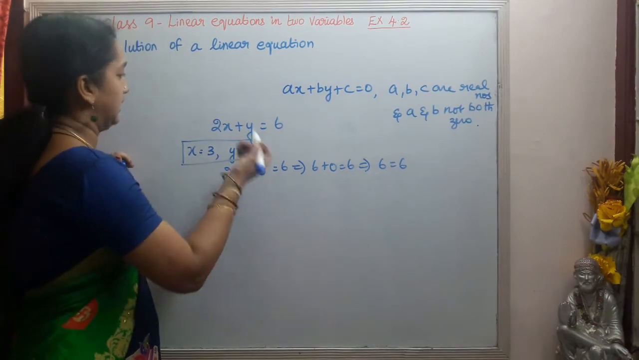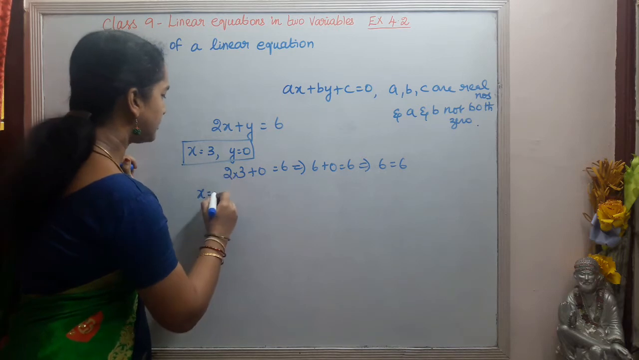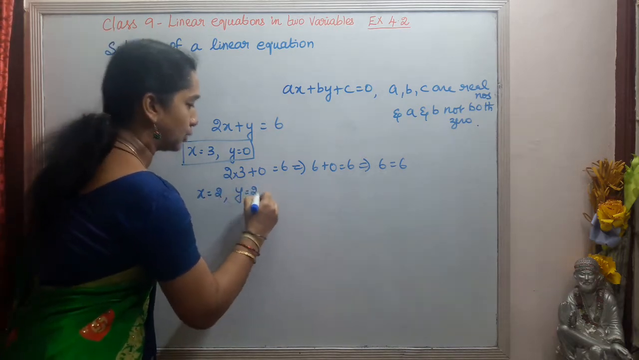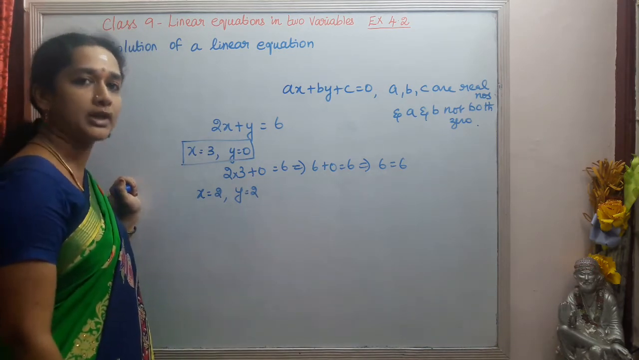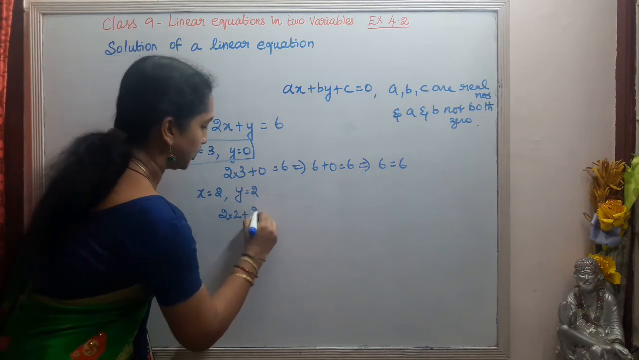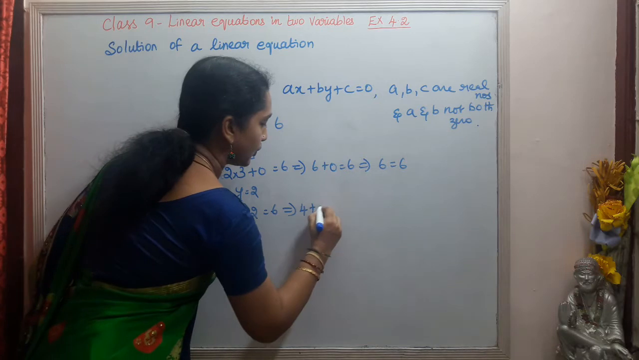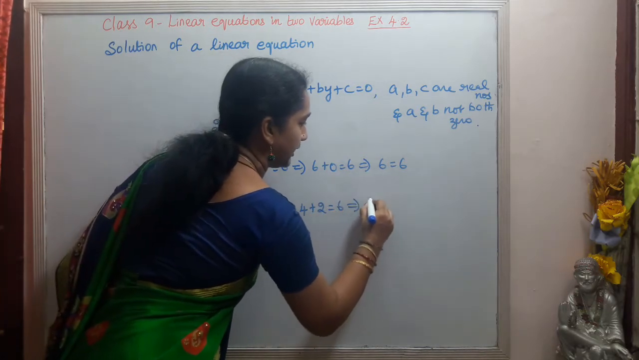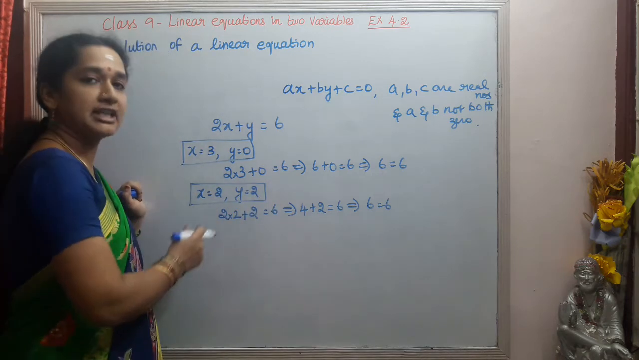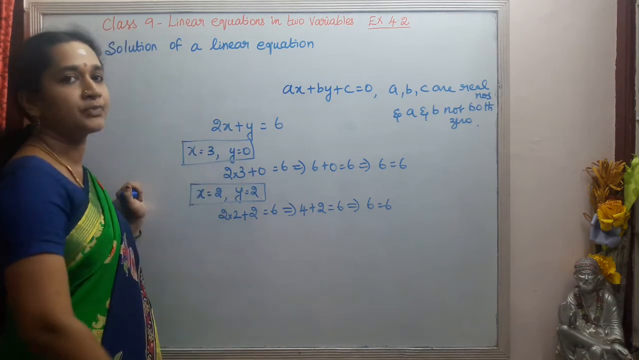Like this, some more examples. If we take x is equal to 2 and y is equal to 2, then 2 into 2 plus 2 is equal to 6. So 2 twos are 4, 4 plus 2 will be 6, is equal to 6. So x value of 2 and y value of 2 will also be a solution for this equation.